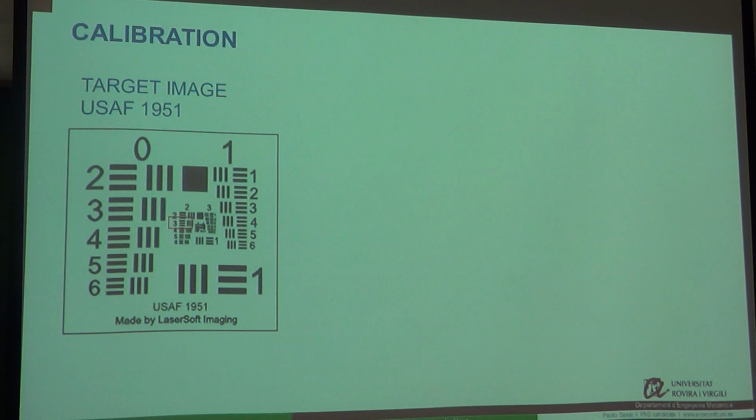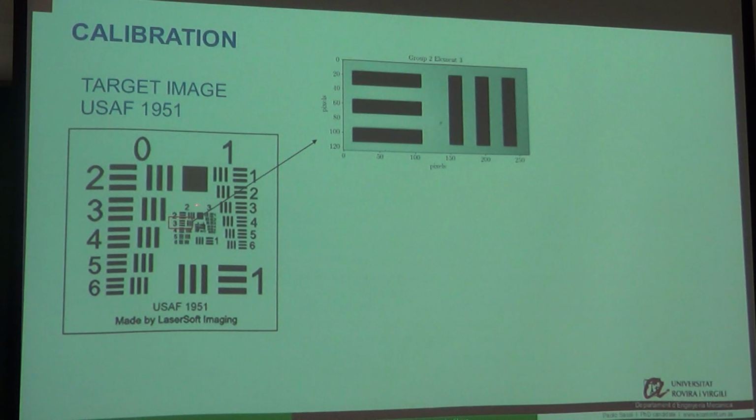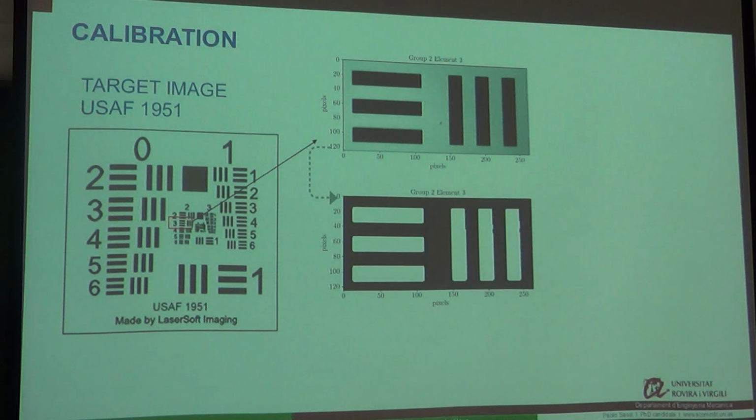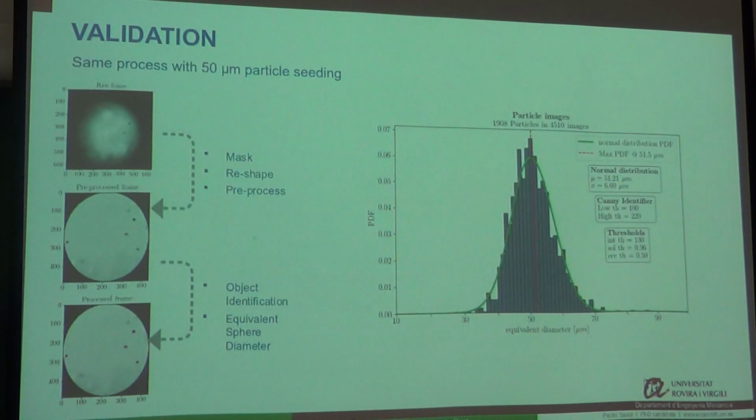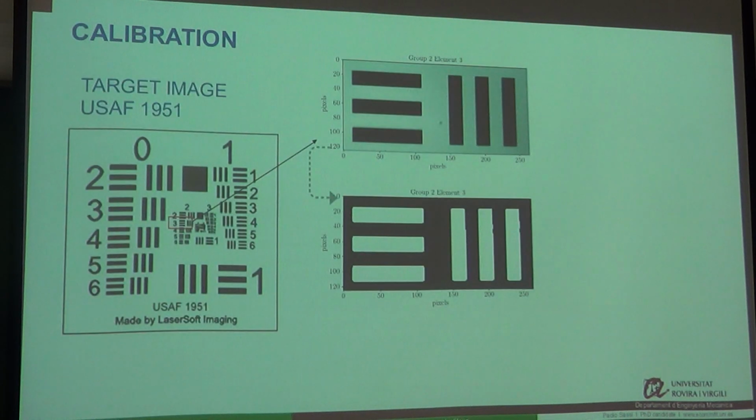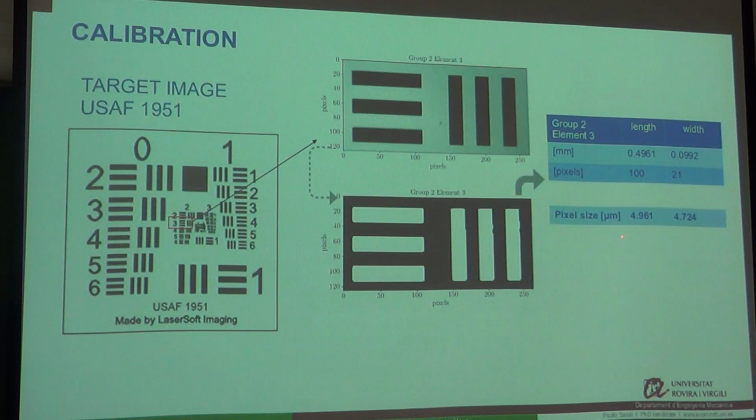So this is, for instance, an image of group 2, element 3. I applied the same algorithm I was applying to the drops and calculated how many pixels are in this known size. So I calculate the size of the pixels like this. It's about 5 micrometers in size per pixel.